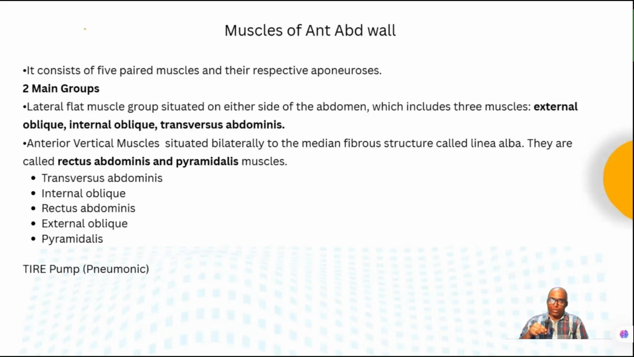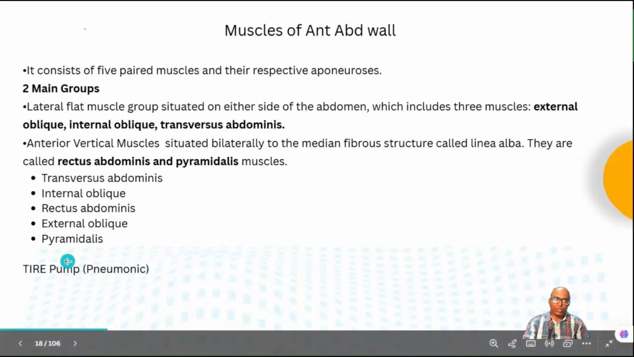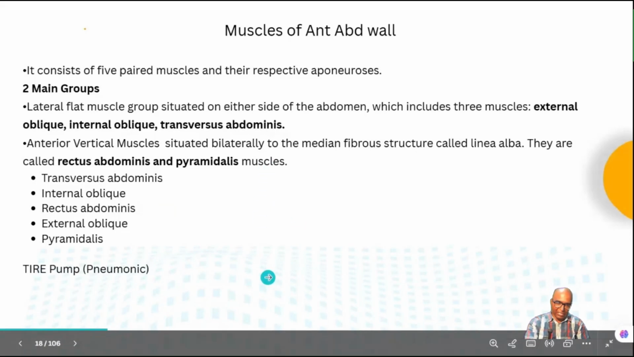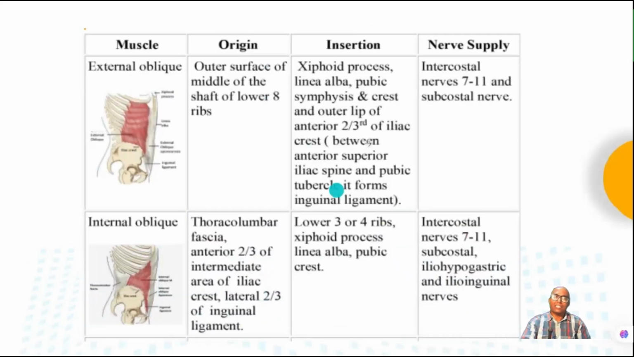So we are going to go into the details of this. We have transversus abdominis, internal oblique, rectus abdominis, external oblique, and pyramidalis. This is actually a mnemonic, tire pump, but I feel that we should remember it straight away. We have external oblique, internal oblique, transversus abdominis, one below the other, laterally, and centrally you have the rectus abdominis and the pyramidalis. So now let's see about the external oblique.